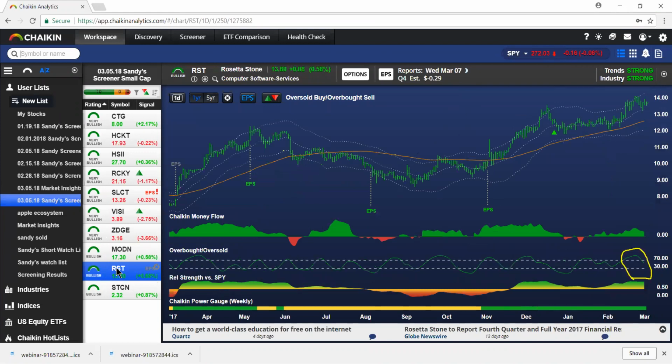RST. Now, this one reports tomorrow. You can see right up here, reports tomorrow. There tends to be a lot of volatility around earnings reports. Can be a good thing, can be a bad thing.